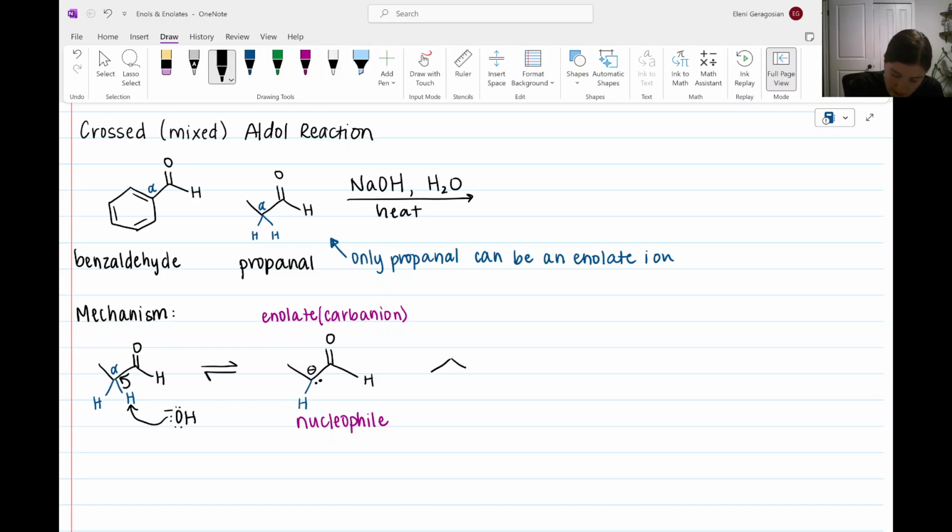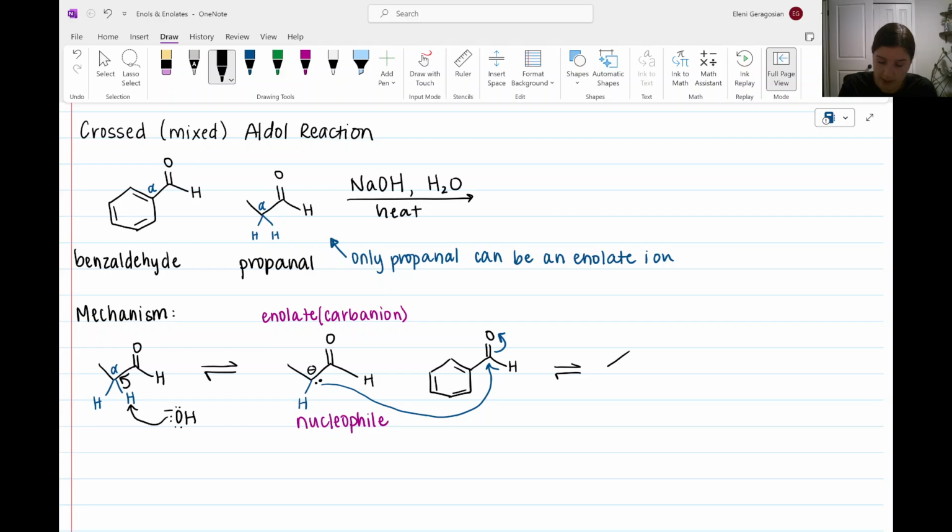If this is in the presence of benzaldehyde, well, we have our electrophilic carbon in benzaldehyde in that carbonyl. So this nucleophilic carbon can create a bond to the electrophilic carbon, and we break that pi bond. So now we've taken two different carbonyl containing molecules and created a new carbon to carbon bond between them.